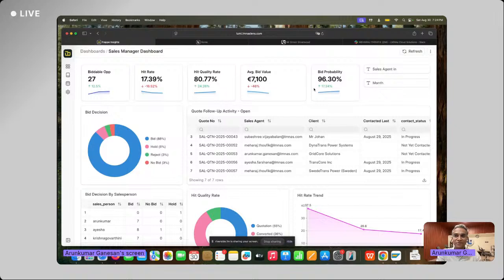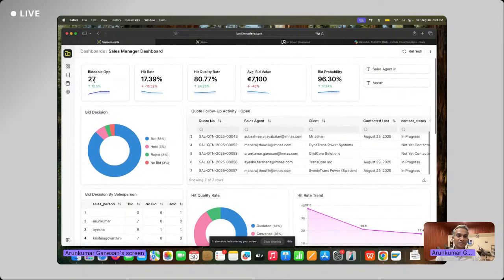But everybody seems to be very busy. They are working on creating new quotations, but at the end of the day none of the quotations are getting converted. So here are some of the insights you could really take out of Lens.